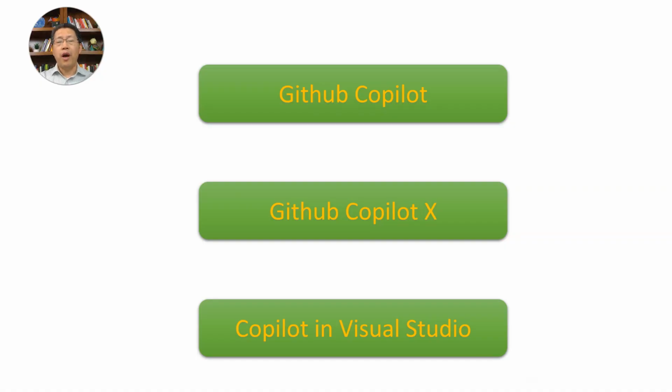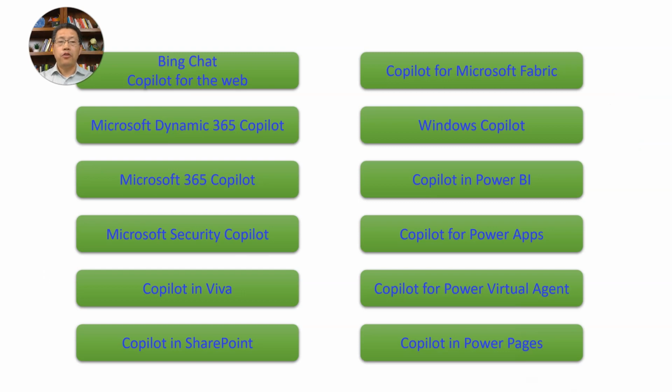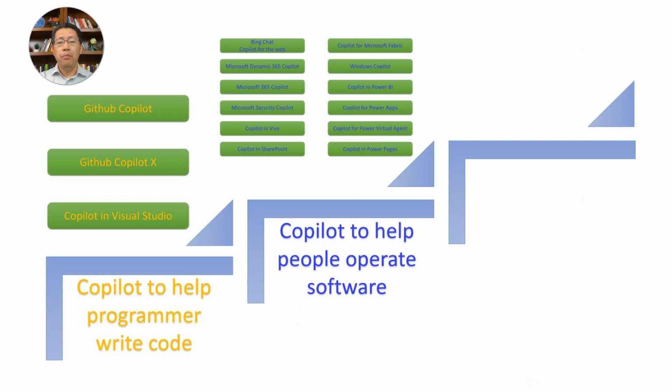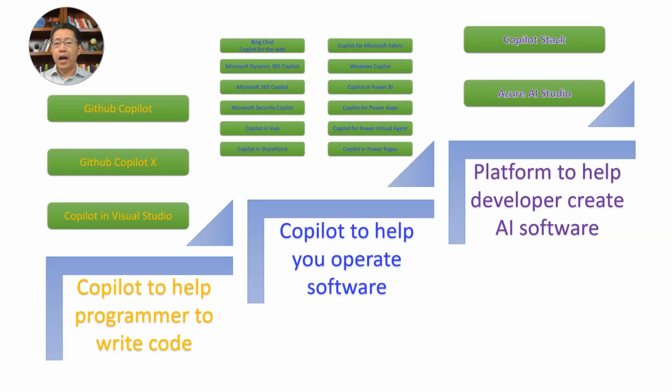Now, let's recap what Microsoft has announced so far regarding Copilots. In the first stage, those three Copilots are all about helping programmers to write code. In the second stage, the majority of those Copilots announced in the past 4 months are about helping people to operate software. And in the third stage, with the most recent announcement regarding Copilot Stack and Azure AI Studio, they are providing a platform to help developers create AI software.